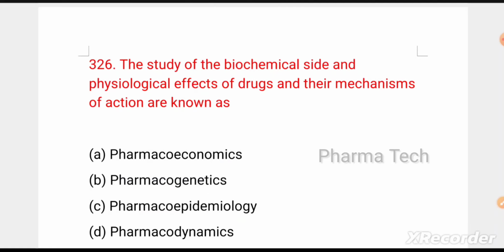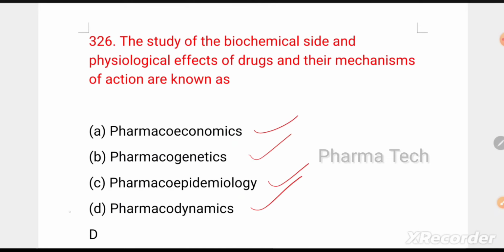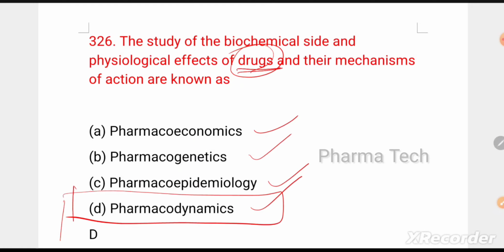The question is: the study of biochemical and physiological effects of drugs and their mechanisms of action is known as? Options are pharmacoeconomics, pharmacogenetics, pharmacoepidemiology, pharmacodynamics. Answer is D, pharmacodynamics. Drugs and their mechanisms, this is called pharmacodynamics.